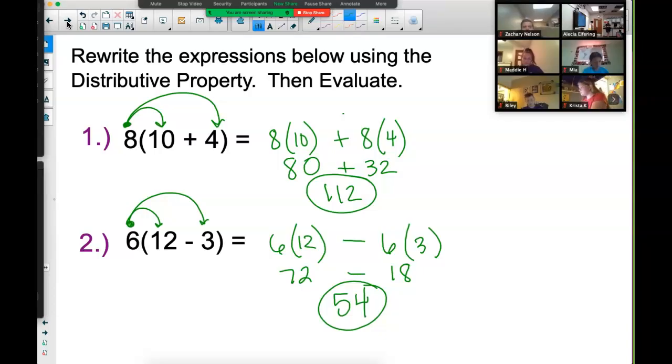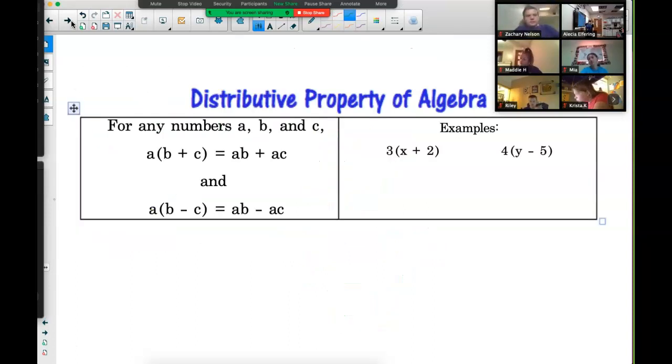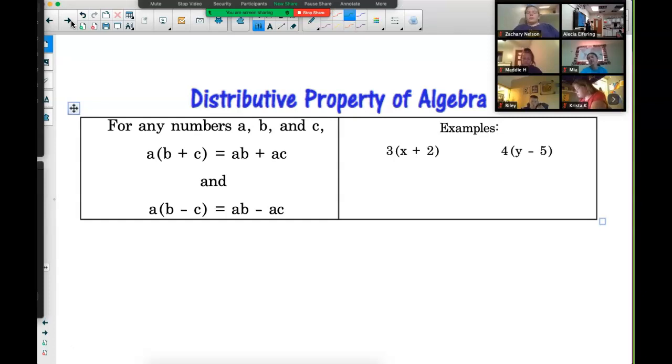Okay, questions there? Now I know everybody says, why would I go through all of that work when I could just use order of operations, okay? And we go through all of that work because we are going to do algebra. So the distributive property of algebra is the same exact thing, but now our problems have a letter in it. I actually think this is a little easier.